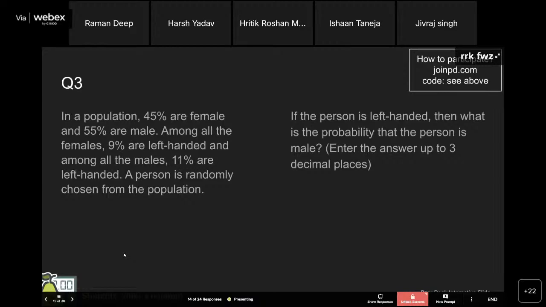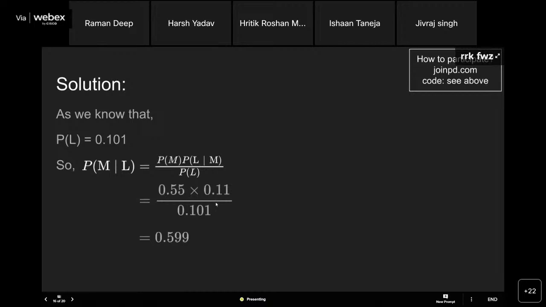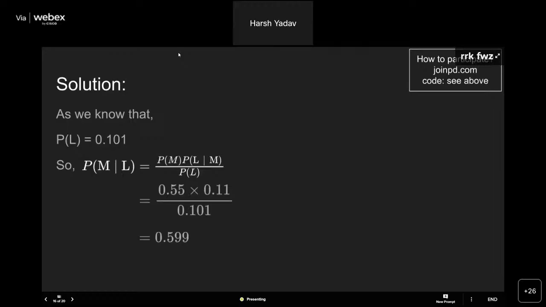Excuse me, sir. In the previous question, we already know the probability of M intersection L. So why can't we use that? You can use that. Probability of M intersection L is the same, right? 0.55 into 0.11. But sir, in that formula there will be no 0.55 because M intersection L is 0.11. M intersection L is not 0.11. It's L given M that is 0.11. Sir, I'm saying about the conditional probability formula.